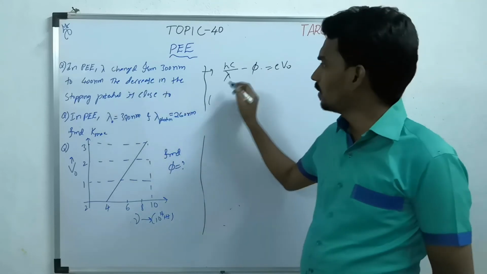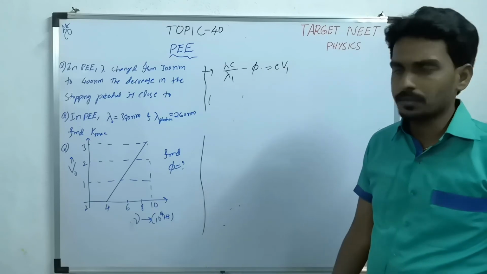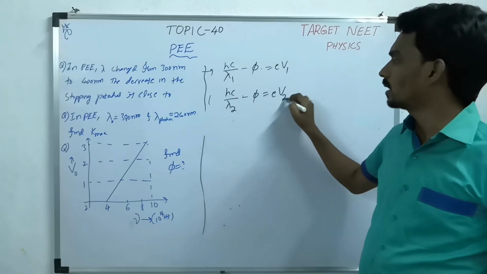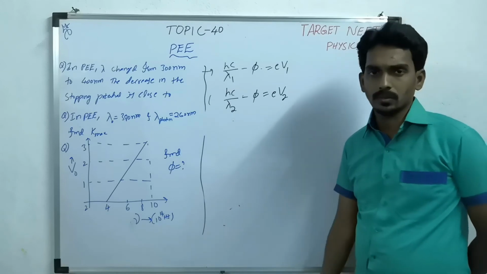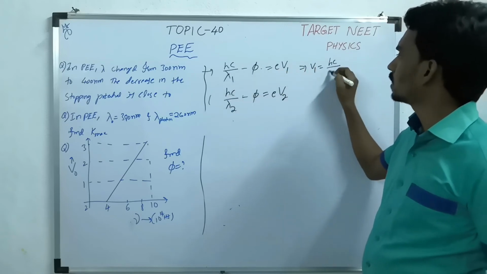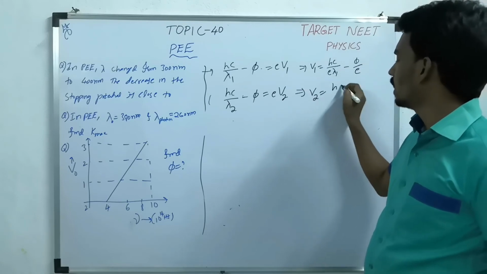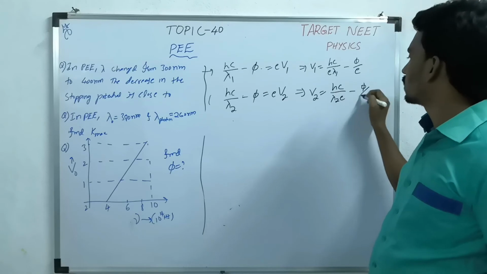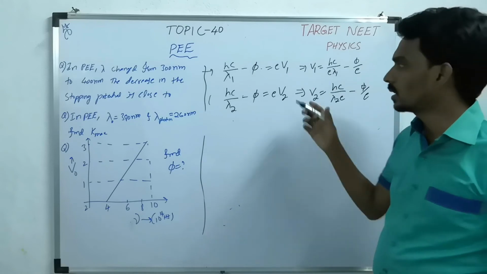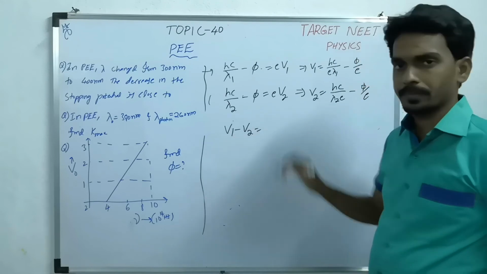Now initially the wavelength is lambda 1 and the corresponding stopping potential you take as V1. Then for the second one, hc by lambda 2 minus phi, and the corresponding stopping potential is V2. Now from here V1 equals, taking e to this side, hc by e lambda 1 minus phi by e, and here V2 is hc by lambda 2 e minus phi by e. Now they are asking the decrease in the stopping potential. Decrease means what? Initial minus final. So V1 minus V2.